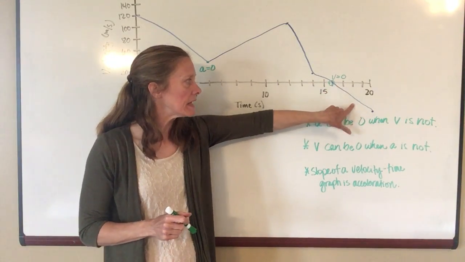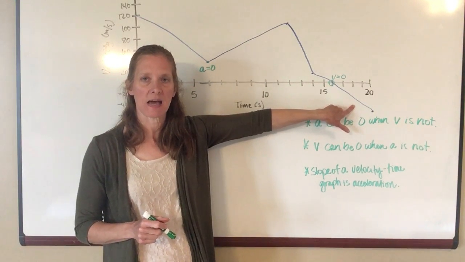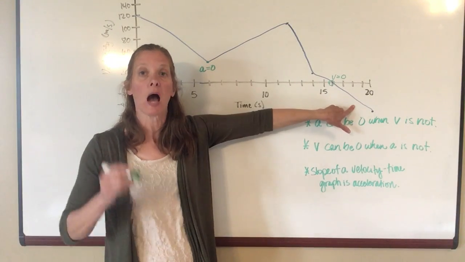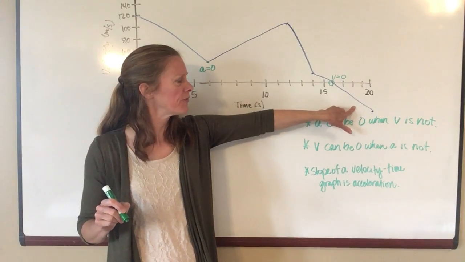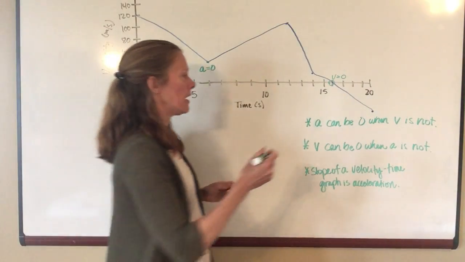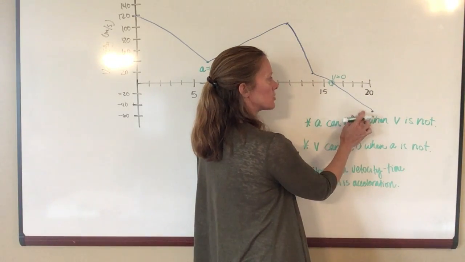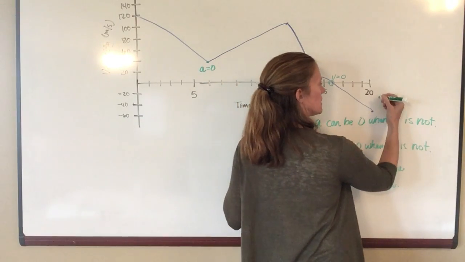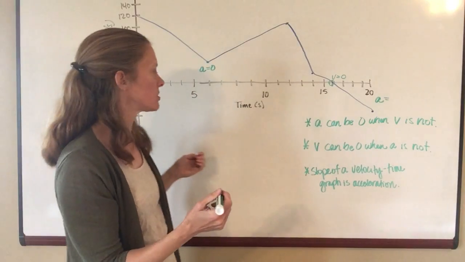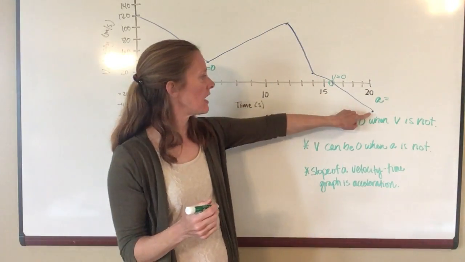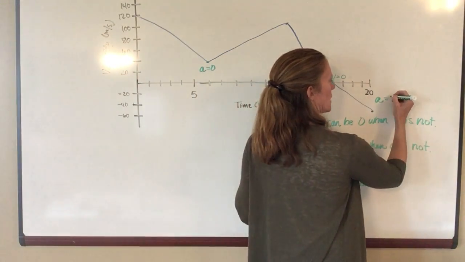Now when I get down here, my velocity is actually negative, and so that means that the object is now going in the opposite direction from the way it was going before. So if I look at this, this is a relatively straight piece of the curve right here. If I want to calculate the acceleration here, the acceleration is going to be the change in velocity over the change in time. Well, the velocity at the end of this piece is about negative 50 meters per second.